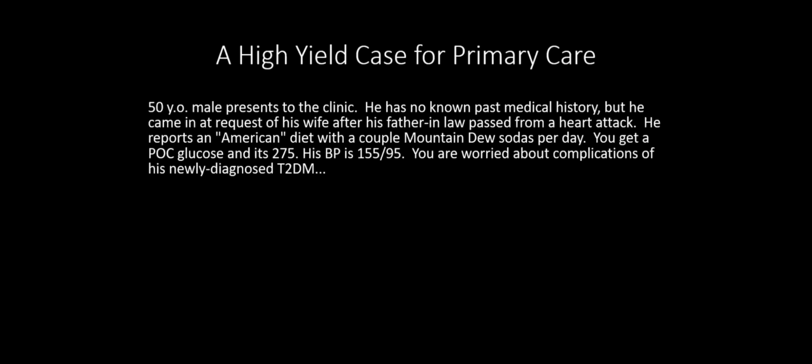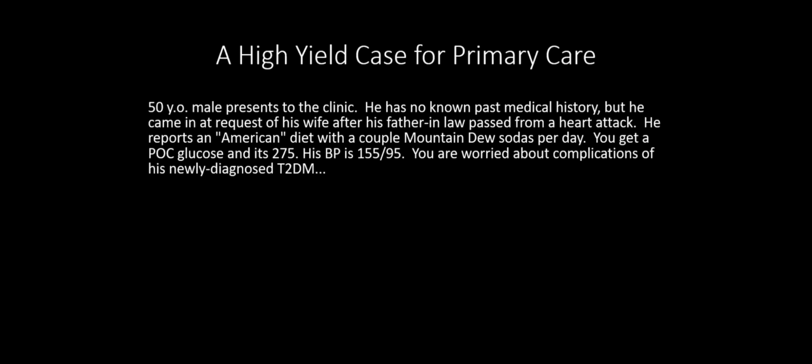A 50-year-old male presents to the clinic, no past medical history that we know of, but he came in at the request of his wife after his father-in-law passed from a heart attack. He reports an American diet, in quotes, a couple of Mountain Dew sodas per day. Point of care glucose is 275, blood pressure 155 over 95, and obviously he has this really high random glucose reading, which would qualify him for a new diagnosis of type 2 diabetes.